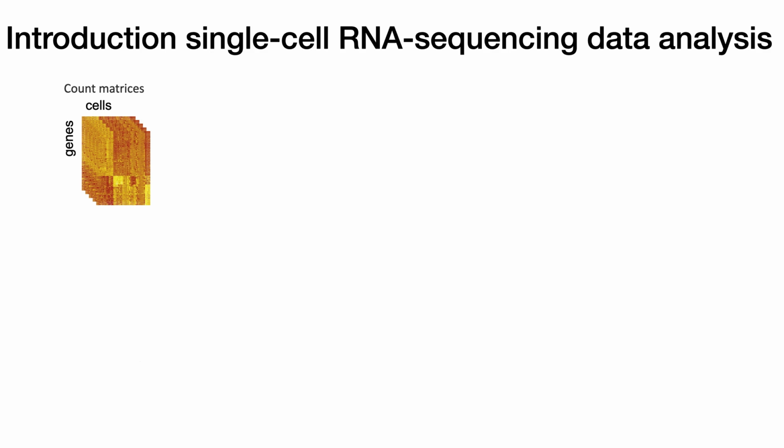So a count matrix, that is the output of, for example, the Cell Ranger pipeline, is a matrix that has the dimension cells by genes. So we have about 30,000 genes, and we have about 3,000 cells that come from a single 10x experiment. So this is the count matrix. And every entry in this count matrix is the number of RNA molecules we have detected.